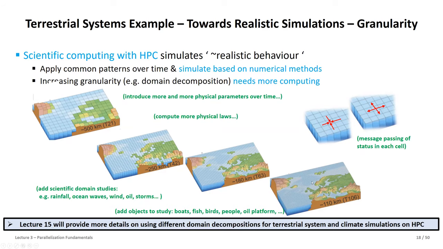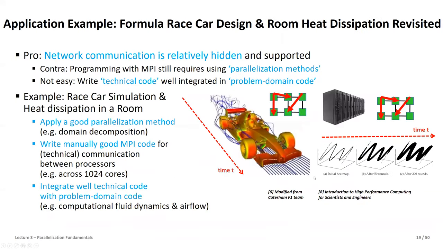And of course, this on the terrestrial level we will have in subsequent lectures. Here, I just wanted to show a little that time plays a fundamental role as well, not only in AI with training deep learning networks over time. Also here, you have a simulation of a race car going through the air. So you simulate over time. Here's an example of heat dissipation, a heat map.